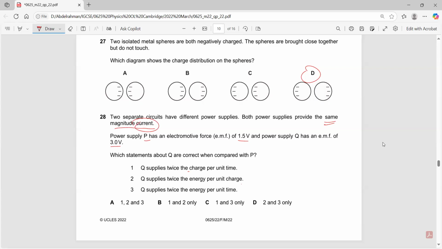Q supplies twice the energy per unit time, twice the power. Does it supply twice the power? Yes, it does. P equals IV, right? So you have the same current but twice the voltage. So yes, this is twice the energy per unit time. Does it supply twice the energy per unit charge? Yes, it does. What is energy per unit charge? This is the voltage. So again, both are correct. 2 and 3 are both correct.